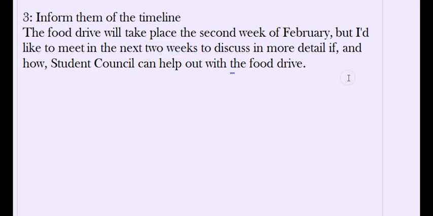So again, notice I'm not saying I need to meet with you to figure out how you can help. Instead, I have that word if in there in order to give them the choice of whether or not they're going to participate, because I don't want them to feel forced to do this, because that's going to make them say, no, we're not helping you, why should we help you? If it's more of an option and an invitation for them to help, they're more likely to assist us.